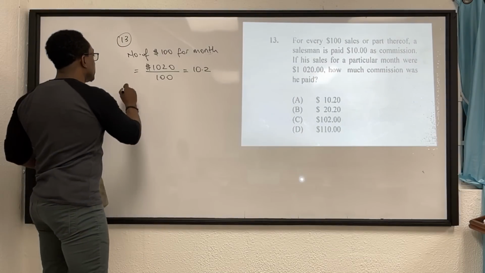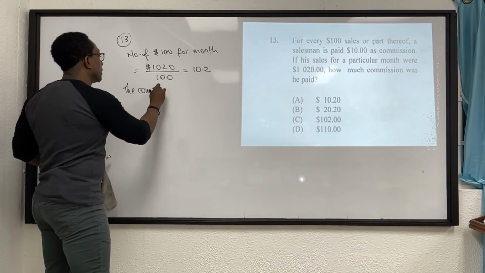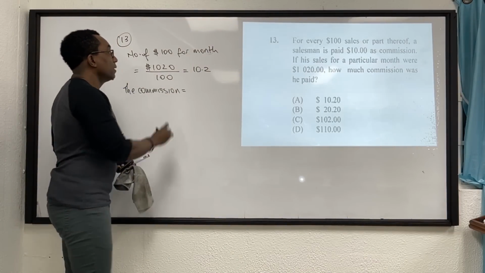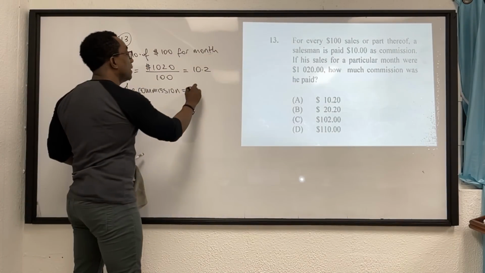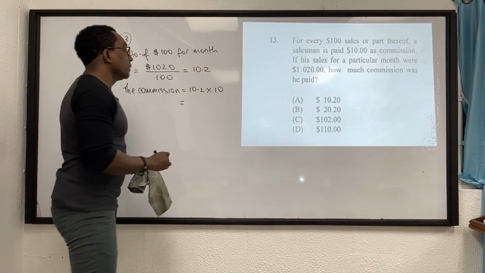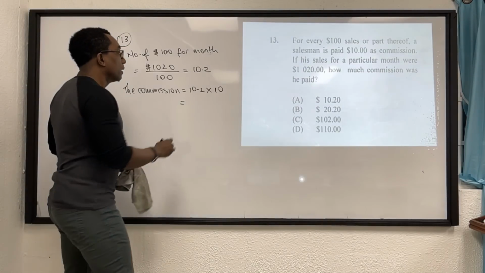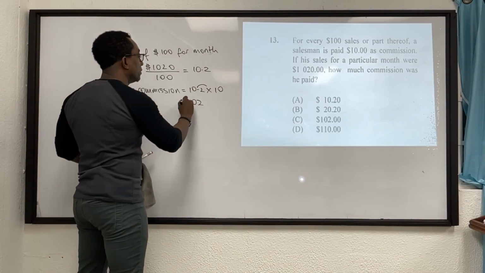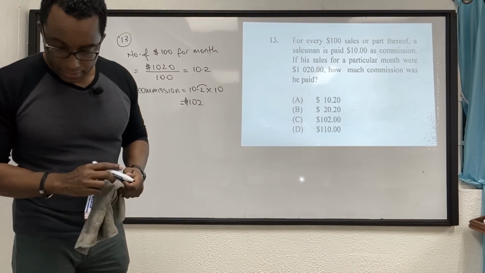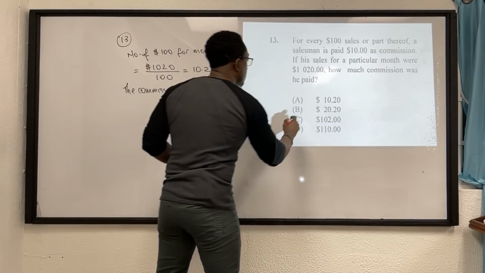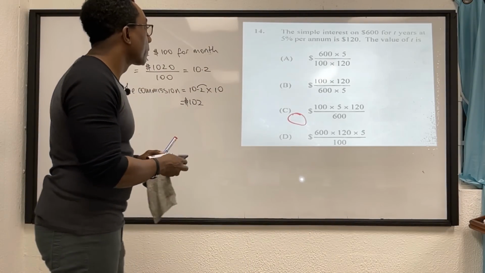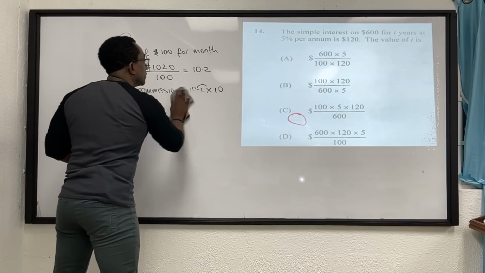So therefore, if this salesman is paid a $10 commission for every $100 sales, then his commission will be to multiply the number of 100s out of this 1,020, which is 10.2, by $10. And when we multiply 10.2 by $10, of course, we move the point one place to the right to get 102. So his commission will be $102, whose answer there is for question 13, C. Let's move on to question 14. So question 14.